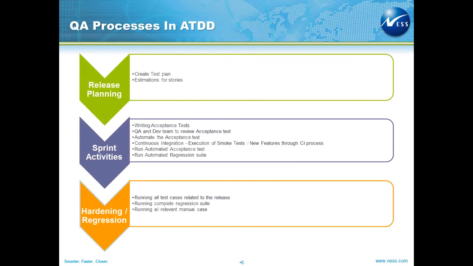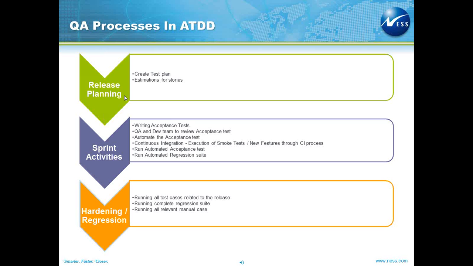So we went through two aspects: what exactly acceptance test driven development is, and what acceptance tests are. Now let me focus on what the QA processes should be in acceptance test driven development. Here I would also focus on the roles and responsibilities of testers in Agile.